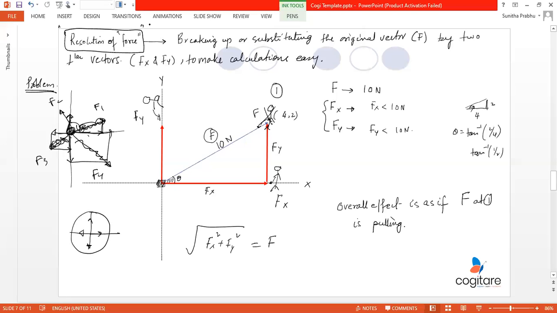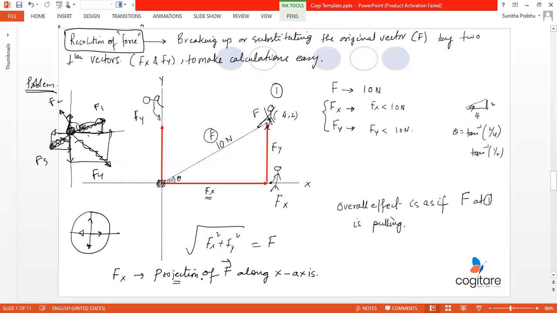Did you guys follow this? Yes, sir. Okay. So you understood what is meant by resolution of force. Now the thing is, how to calculate it? Very easily, you said this is Fx, this is Fy. How do I calculate it? For this, you must understand that when I say Fx, Fx is nothing but the projection of this force F along the x-axis. What is Fx? Projection of the original force along the x-axis.